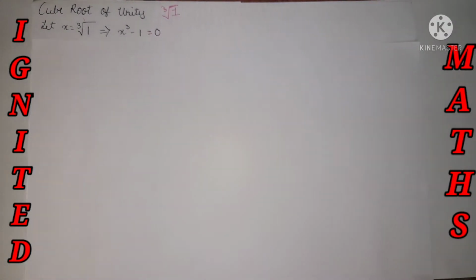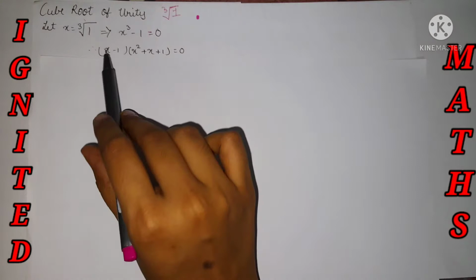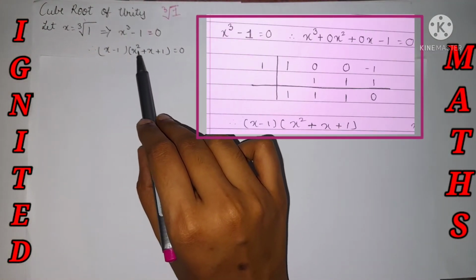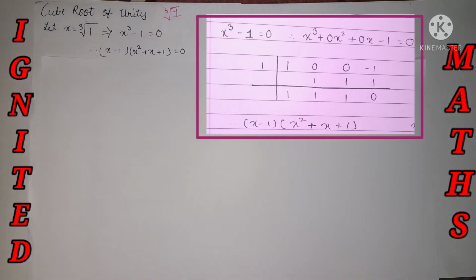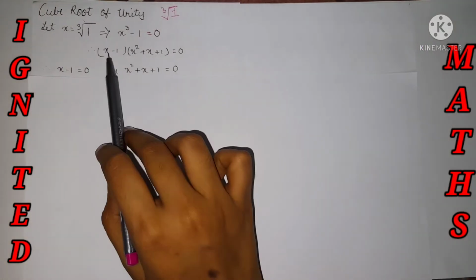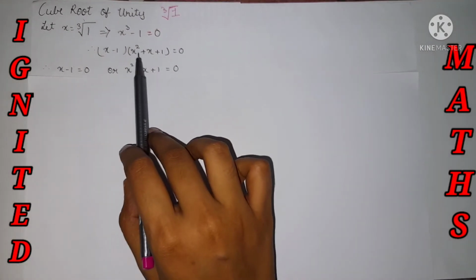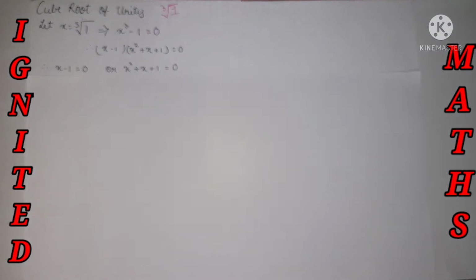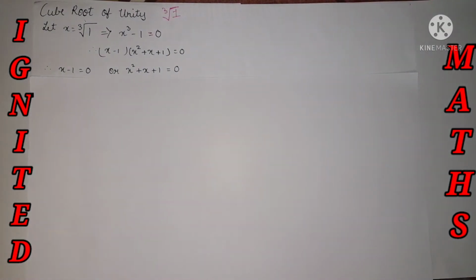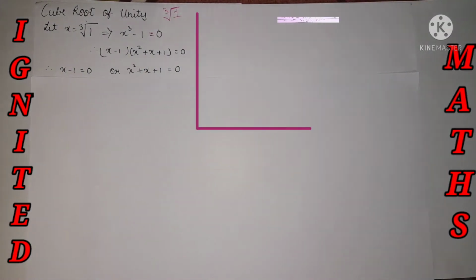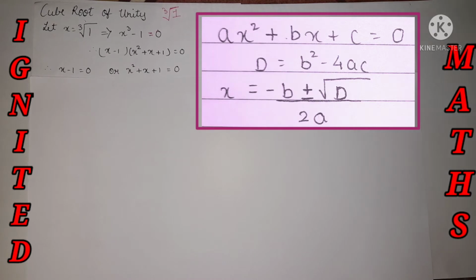The factorization, okay, over here I have done it. It's nothing but (x minus 1)(x square plus x plus 1). Even if we use the other method, we will get the same answer. So this x minus 1 itself is given as 0, and for this x square plus x plus 1, we need to solve this quadratic equation. By factorization, is it possible? No, it's absolutely not possible.